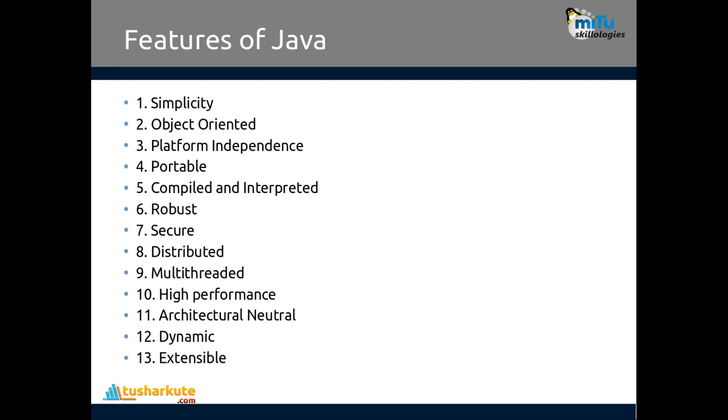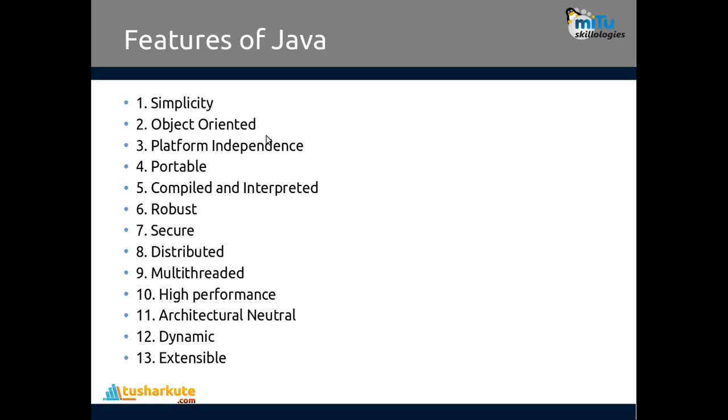So the first feature is simplicity. Java is simple to understand and learn. Initially it may seem somewhat difficult, but don't worry about it. Practice makes a man perfect. It's very easy to understand, and if you know C++, it is much easier to understand. Second is object oriented.